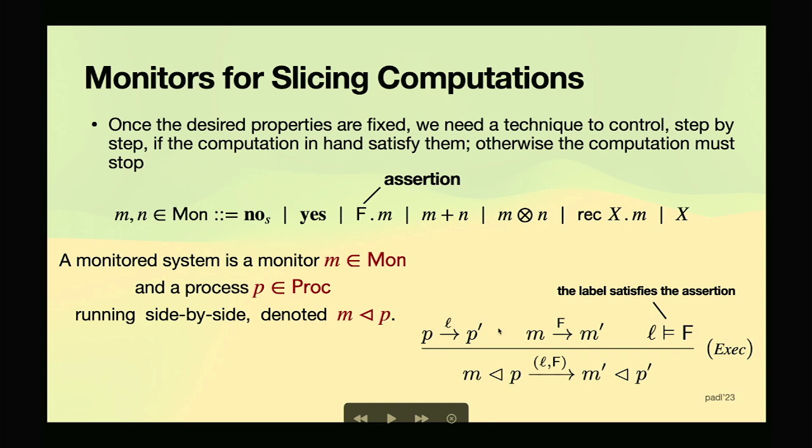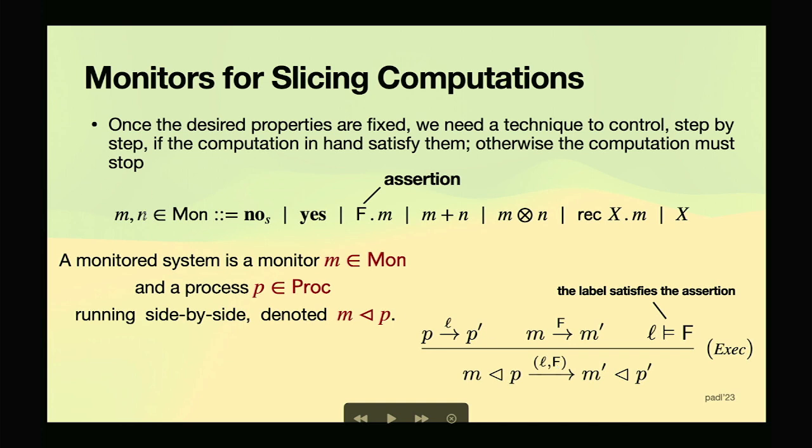But what does it mean that your program executed in the right way? We introduce in the monitors some assertions. So we define some assertions, and we say that if your program, the reaction system computation, executes a step with label L, the monitor wants that the transition's label satisfy the property F, and this is written like this. So if the label satisfies the assertion, your execution proceeds, otherwise it stops.